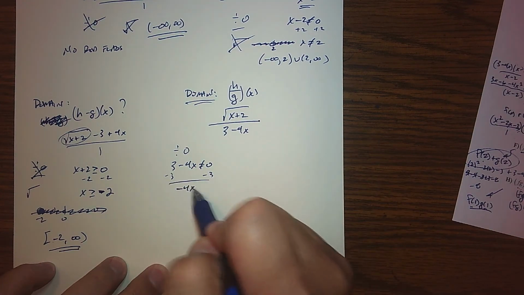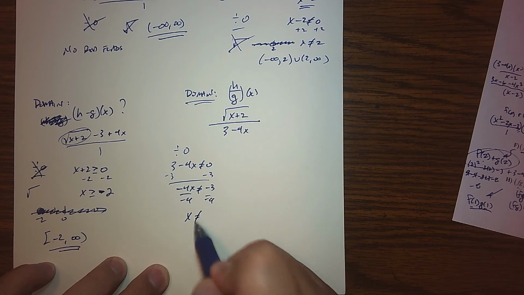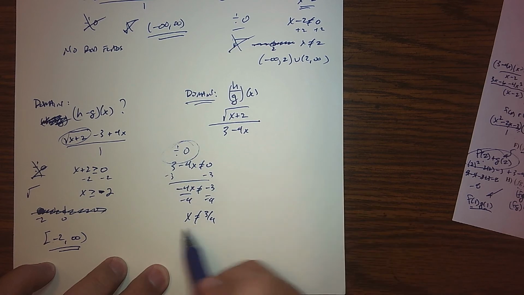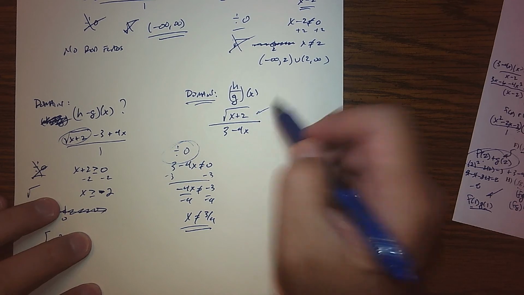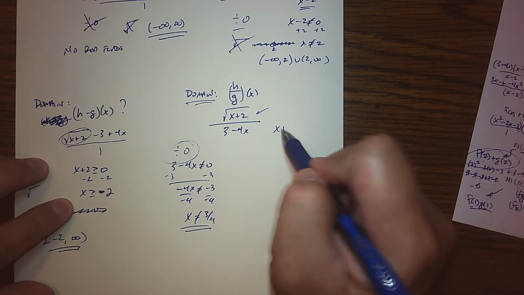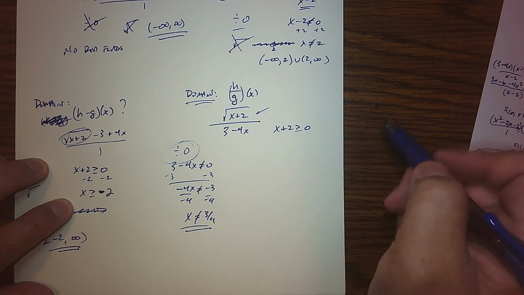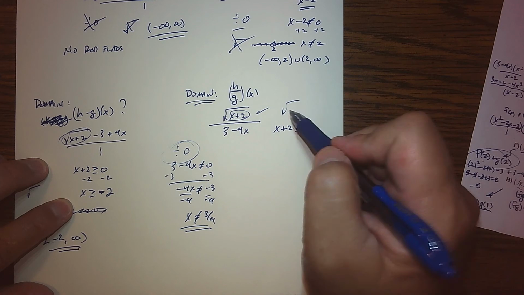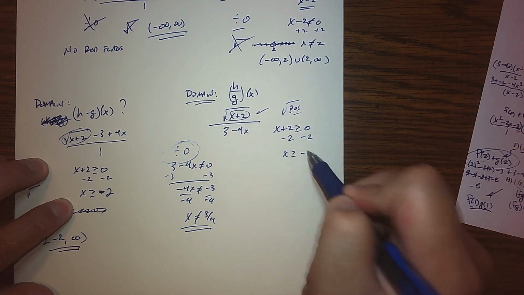Doing some math, it looks like we're going to throw out 3/4. So as far as the division by 0 is concerned, we need to make sure that we're not equal to 3/4. What about the radical? Well, we've done that over here. Let me just do it again. For the radical, we need to make sure that x plus 2 is greater than or equal to 0, right? Whatever is underneath that radical, we have to make sure that it's not negative. So subtracting 2, we get that.